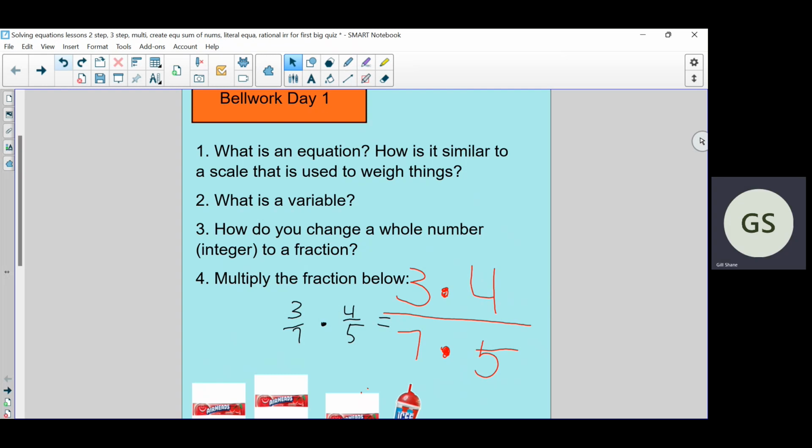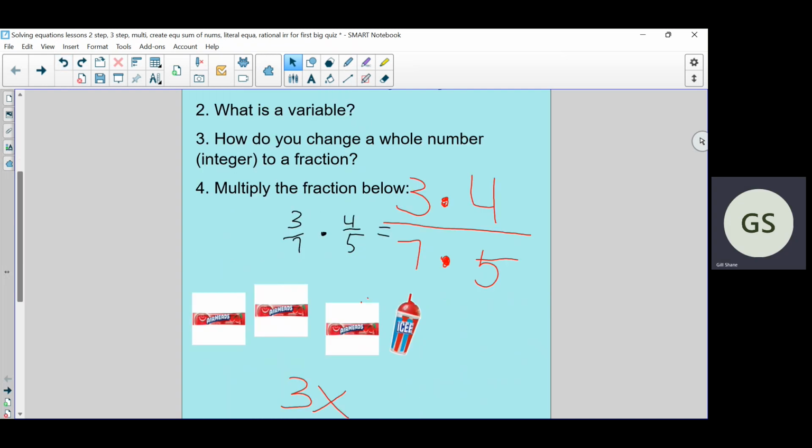All of this stuff is key. If you don't know an answer, you better be writing down what I tell you every single time, because a lot of you are not. So the final answer there would be 12 over 35.